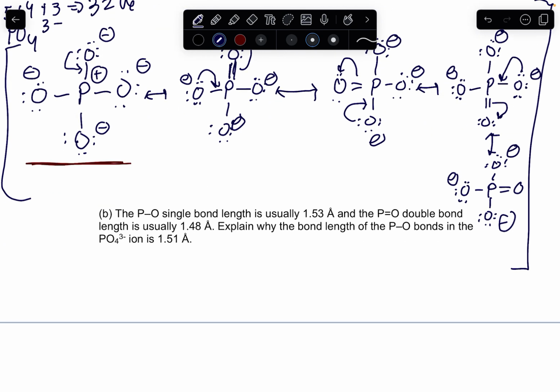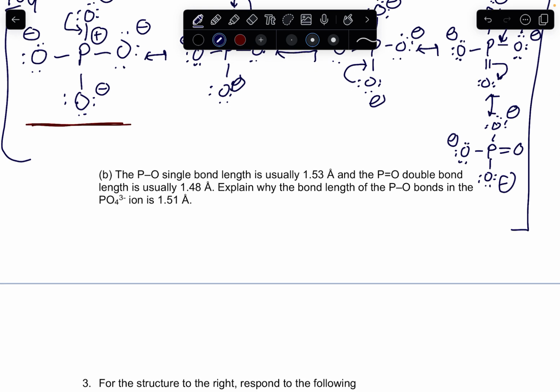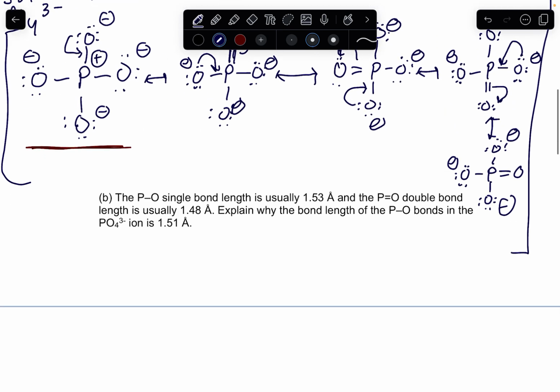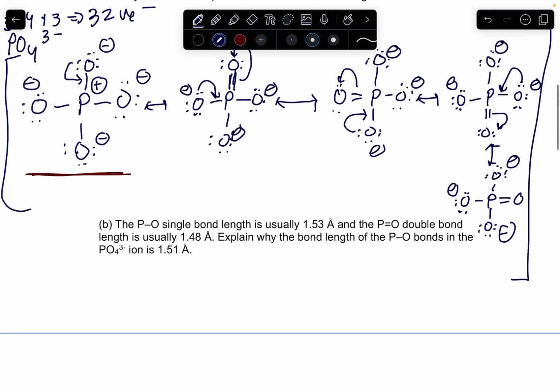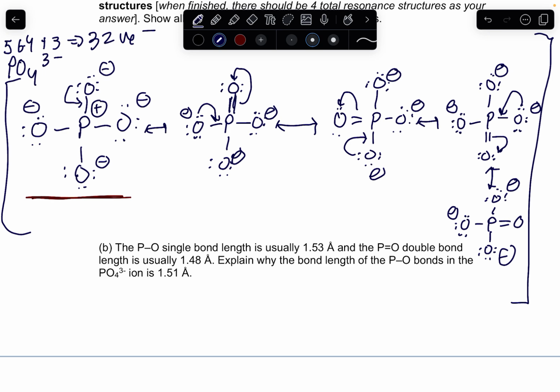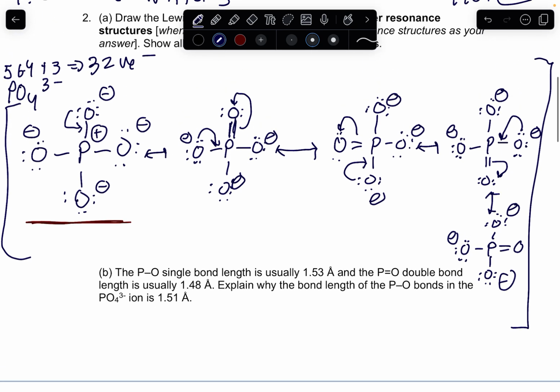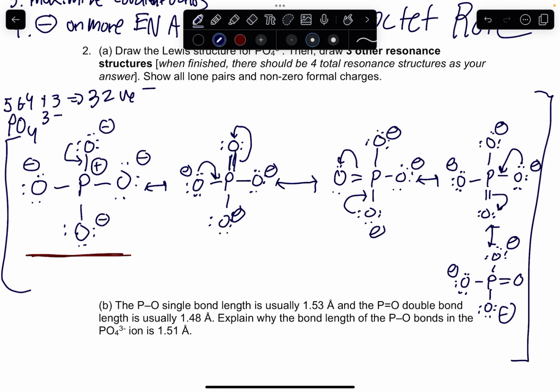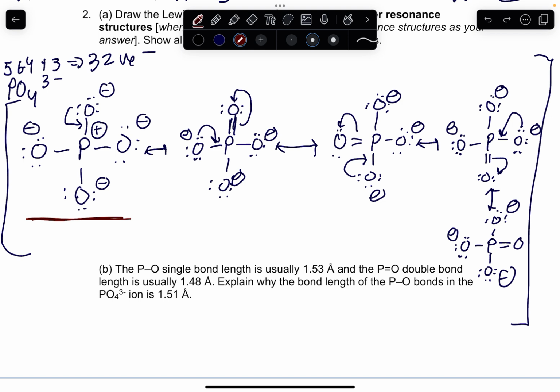Part B says that the P-O single bond is usually 1.53 angstroms and the double bond is 1.4 angstroms. And we have to explain why the P-O bonds in the phosphate ion are actually slightly lower than the single bond length. So we see in this resonance structure, basically all of these oxygens have mostly single bond character.